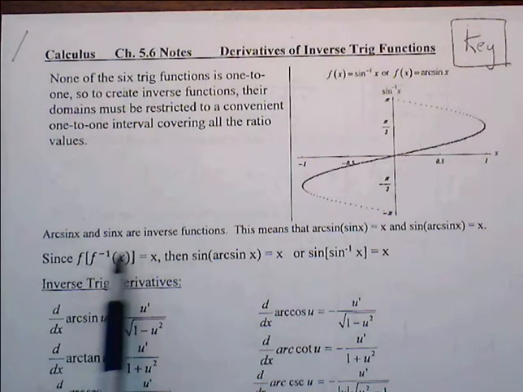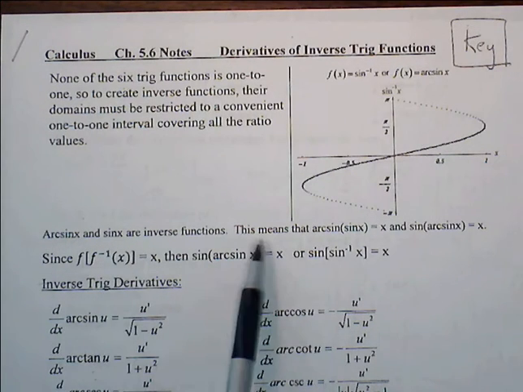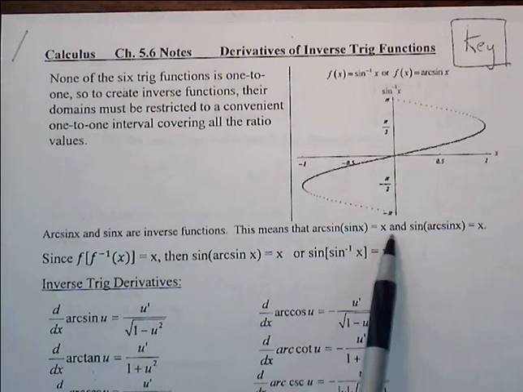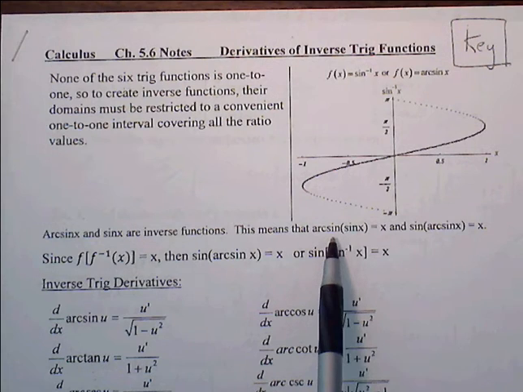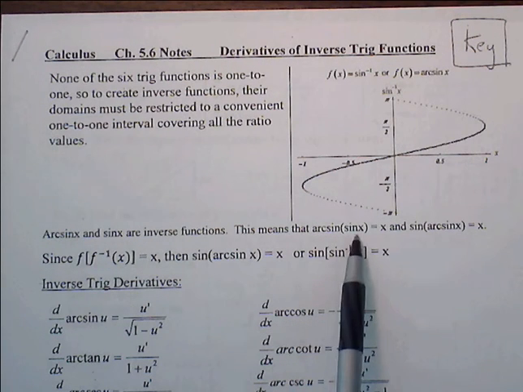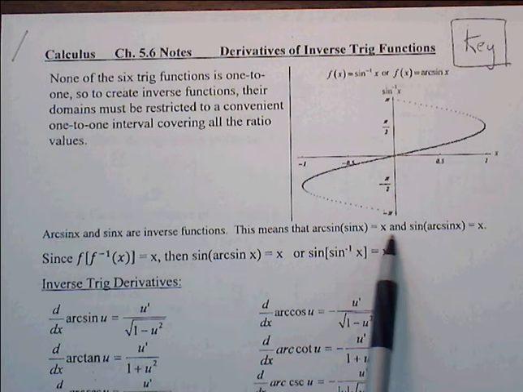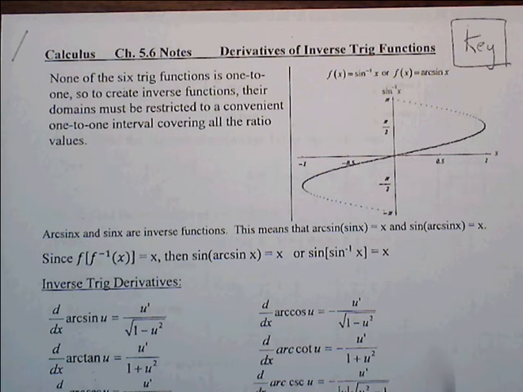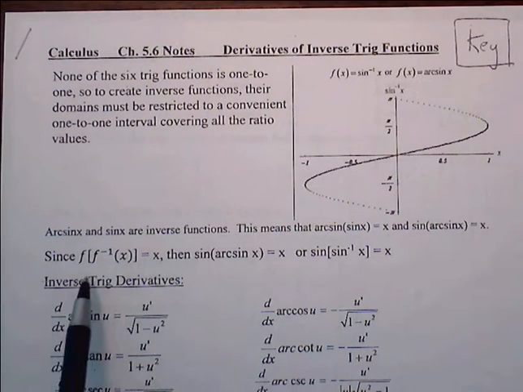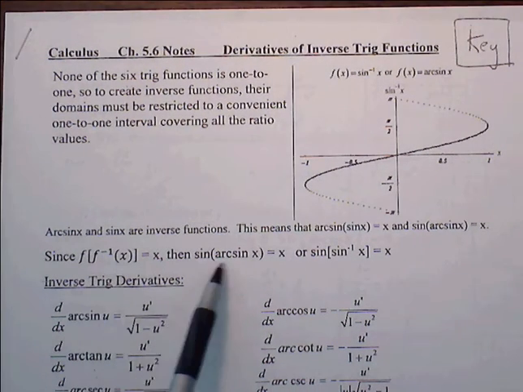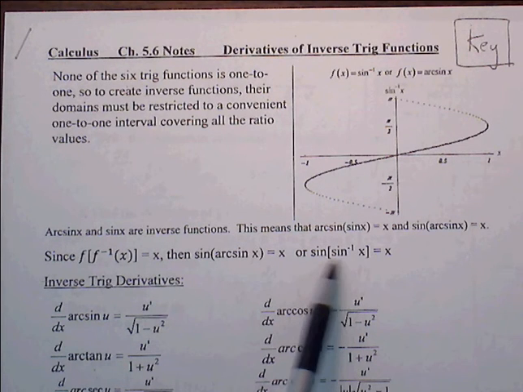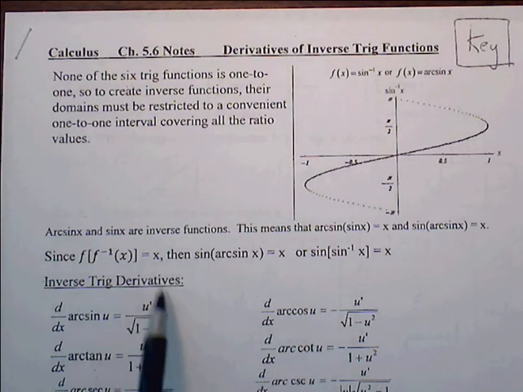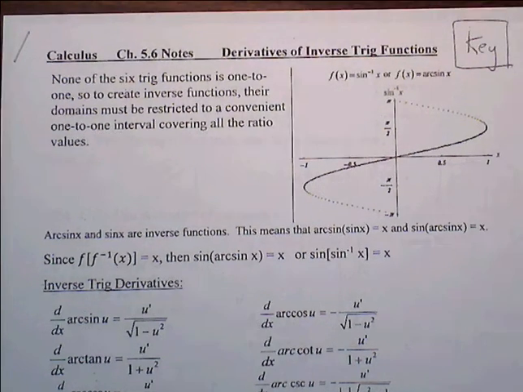All right, so arc sine and sine are inverse functions of each other. This means that the arc sine of sine of x is equal to x, and sine of arc sine of x is equal to x. This is just properties of inverse functions. If we take the composite of one into the other, they're going to cancel out and the only thing remaining would be just x. Since f of f inverse of x equals x, then sine of inverse sine of x equals x. These are just using inverse properties to show that two functions are inverses of each other.